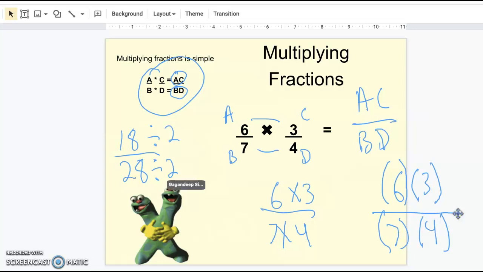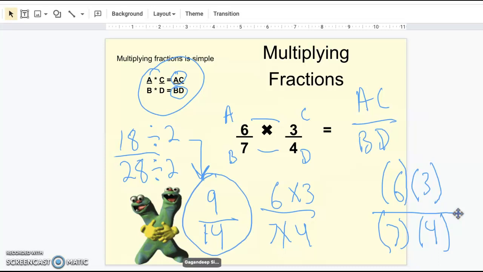Okay, and remember, you don't always want to start out with just dividing by 2, 2, 2 over and over again. You're going to be here forever. But this one, I think this might work. So 18 divided by 2 gives me 9. 28 divided by 2 gives me 14. Okay? Now if you look at this one, it cannot be simplified any further, so that will be our answer. Now let's keep it moving to the next one.